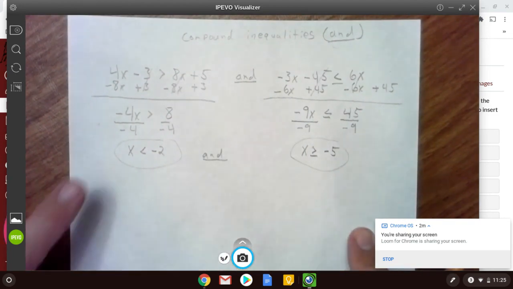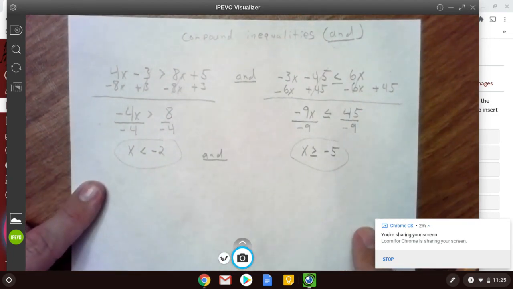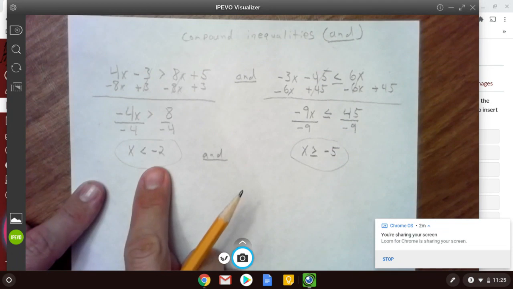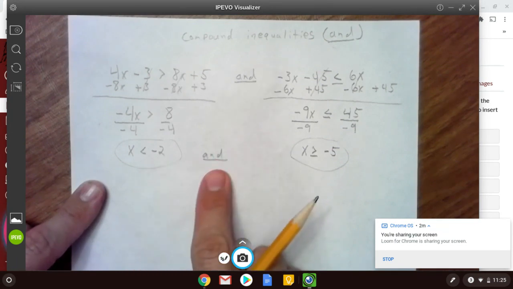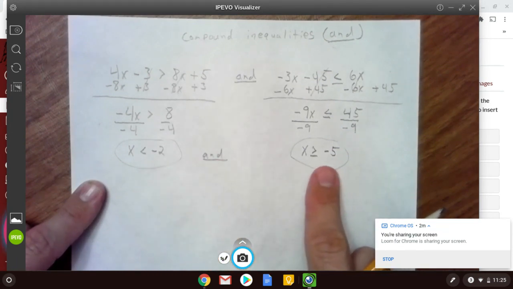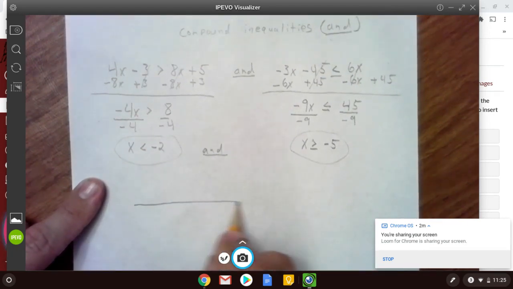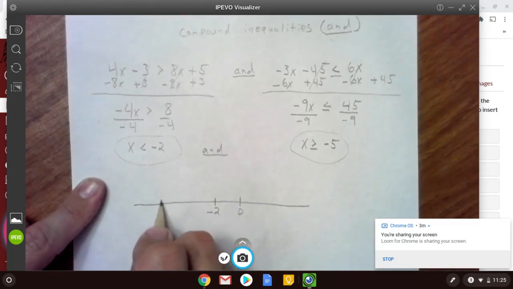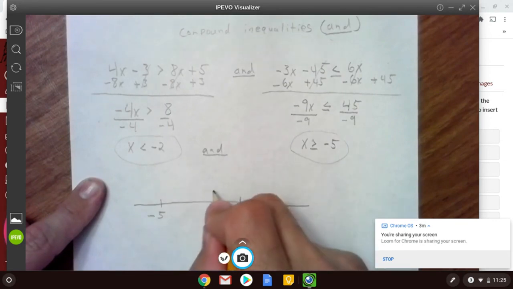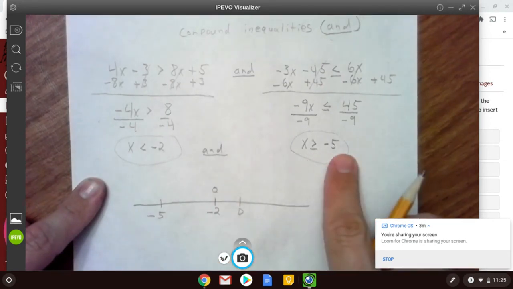All right, let's see if we can make sense of this. We're looking for numbers that are less than negative 2, and they have to be greater than negative 5. All right, so let's see here. Here's 0. Here can be negative 2, and negative 5 can be over here. All right, so we've got an open dot at negative 2, a closed dot at negative 5.